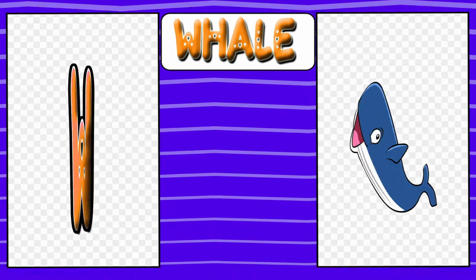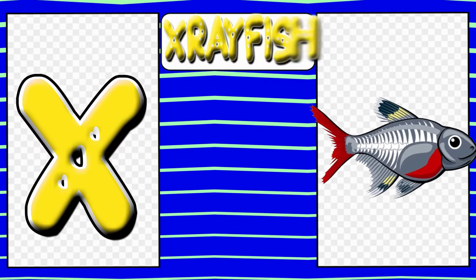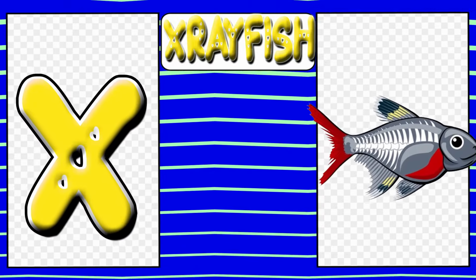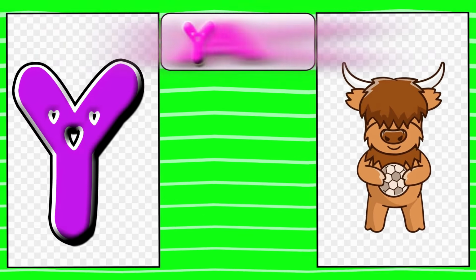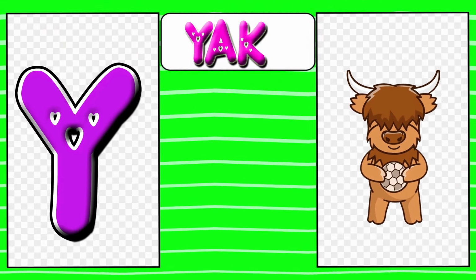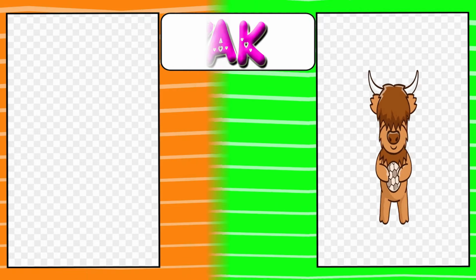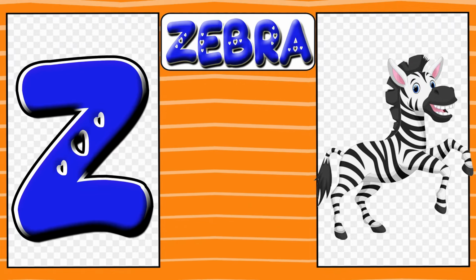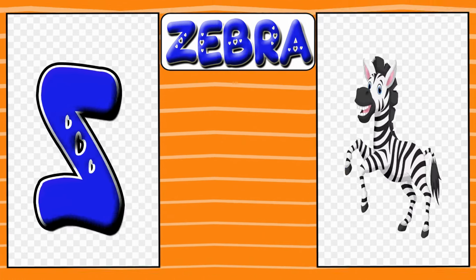X is for x-ray fish, x, x, x-ray fish. Y is for yak, y, y, yak. Z is for zebra, z, z, zebra.